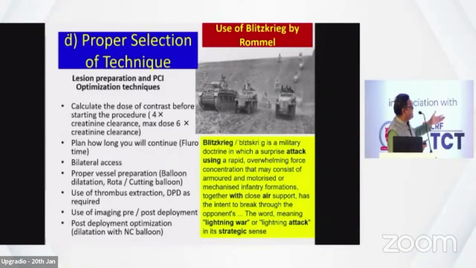Then, of course, proper selection of technique. And in technique, not only the procedure, also look at how much contrast will be required. So you calculate the dose of contrast: 4 times creatinine clearance, maximum 6 times creatinine clearance. If you use more contrast than this, you will do well, but late complications will happen and they will develop renal failure, so that patient is not benefited. Keep the patient's benefit in mind. Doing the procedure is not that important. The patient's benefit is the most important thing. That is why we are doing the procedure.